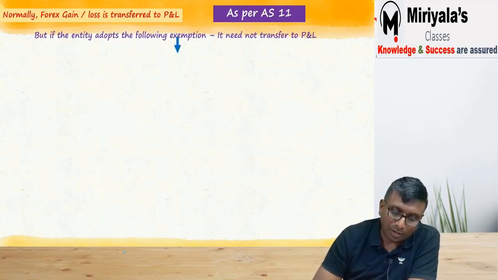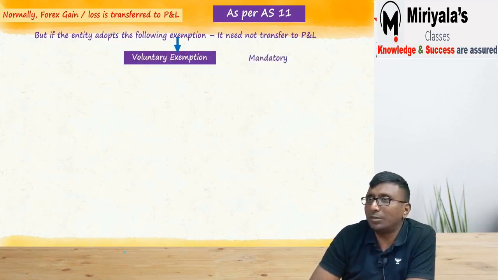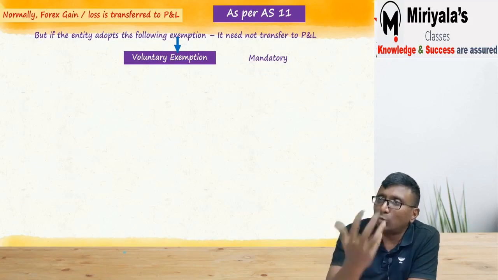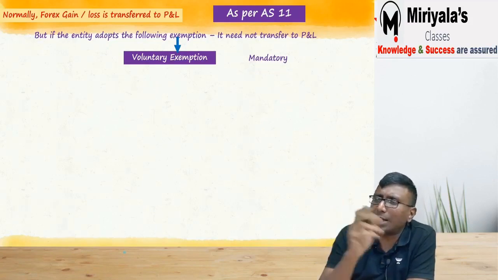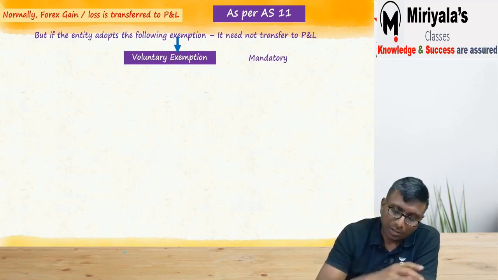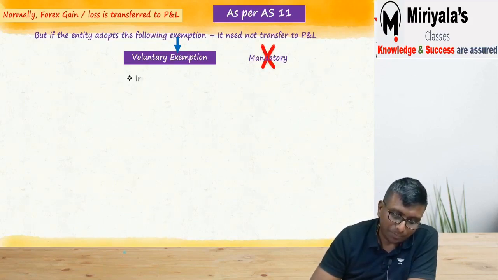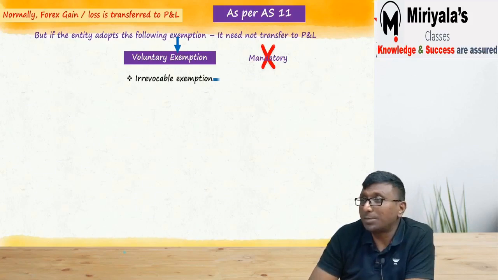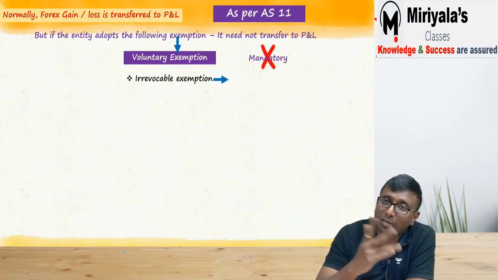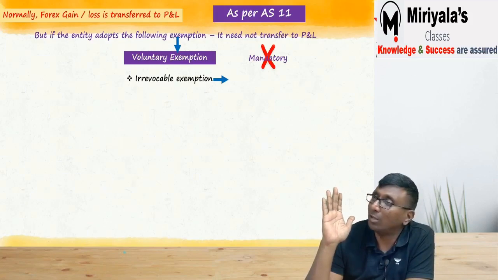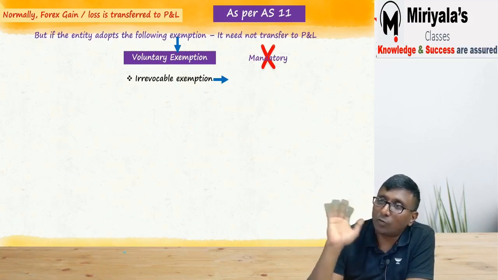What is that, sir? That is a voluntary exemption. It was not there for everybody. Unless you take it, it is not applicable. You can charge it to profit and loss as usual. That means it is not mandatory. It is not mandatory, but one problem is there. It was an irrevocable option. What does irrevocable mean? Once you follow it, that's all. Till your life end, you have to follow it.